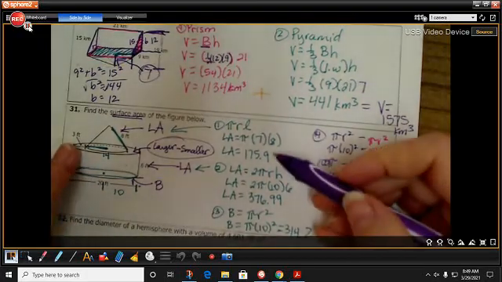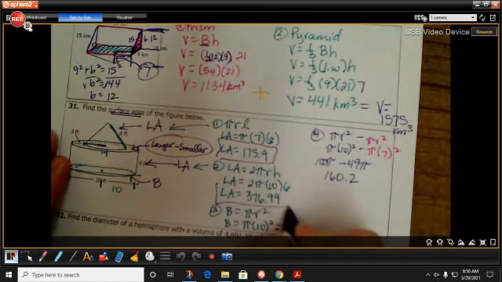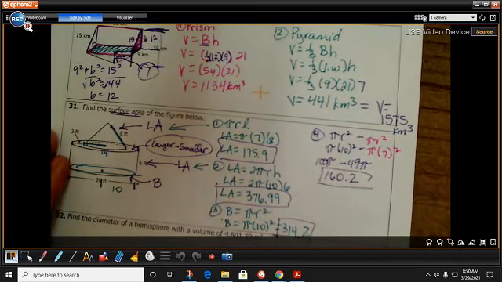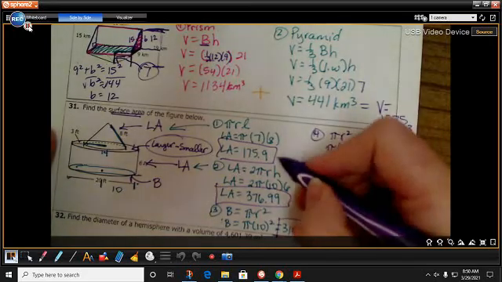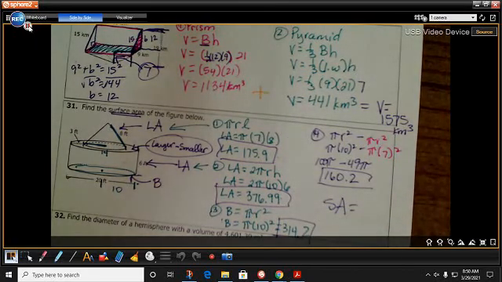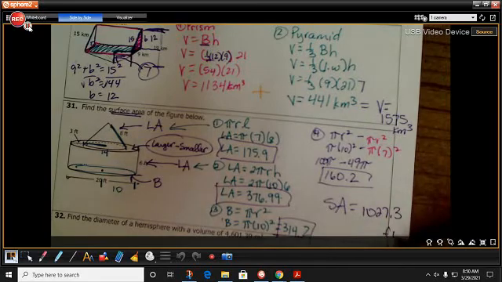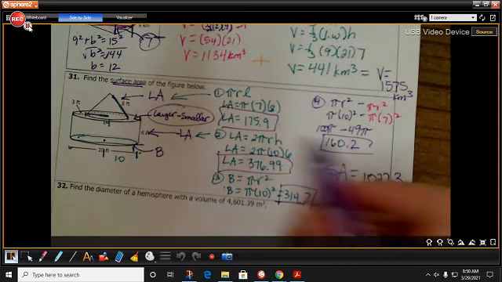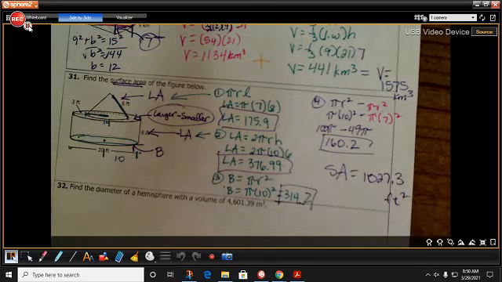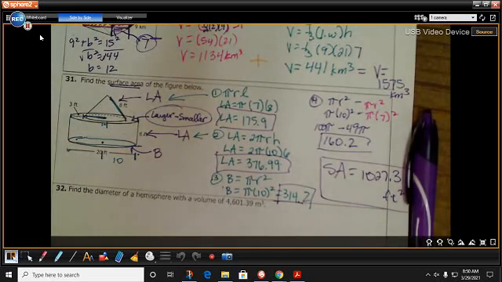And so now I have all 4 surfaces of my shape figured out. And all I need to do is add all those together to get my total surface area, which is going to come out to be approximately 1027.3 square feet. And your mileage may vary. You may have slightly different rounding from the different pies, but if you're right in this neighborhood, you'll know that you did it correctly. Part 2 coming soon.